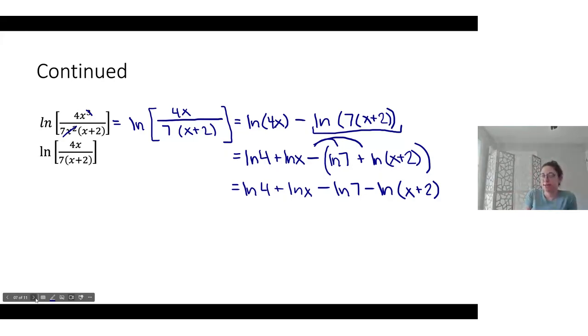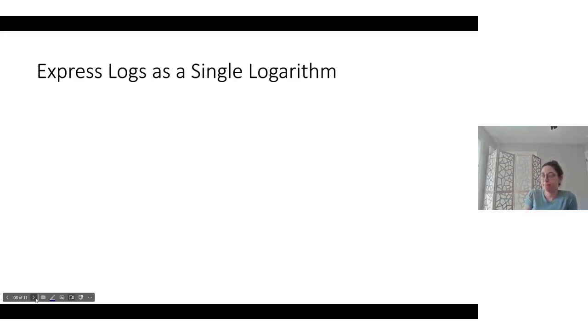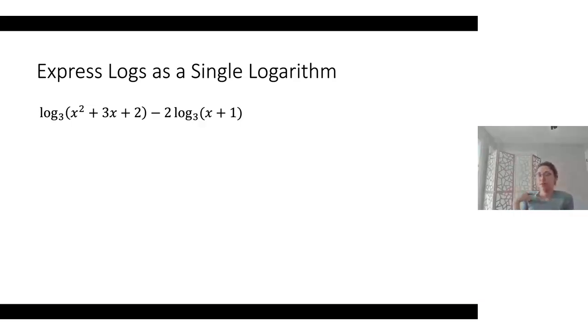Okay, so that one was pretty tricky. Now we're going to go the opposite direction. We're going to express these as single logarithms. So for this first one, I have the log base 3 of x squared plus 3x plus 2 minus 2 times log base 3 of x plus 1.